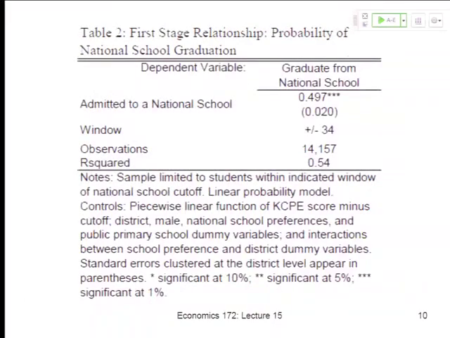If you run a regression of graduating from one of these national schools, so that was the outcome in the previous figure, and you regress that on being admitted, where this is an indicator for that score in the previous plot being greater than or equal to 0. That's what this admitted to a national school thing means. You see, you get this like 50% effect, 0.497. And I think we were just getting here at the end of class last time.